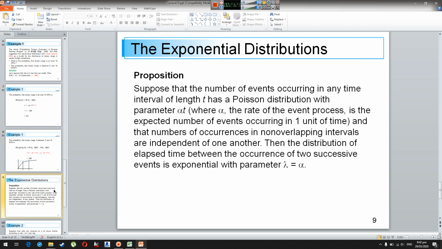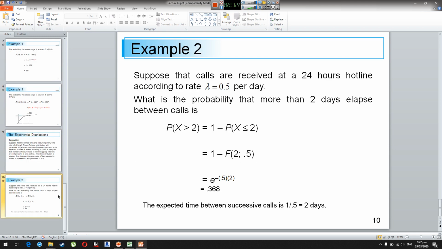Now there is another example. You can also read that and solve it by yourself. Let me draw some exponential distribution curves on Excel.